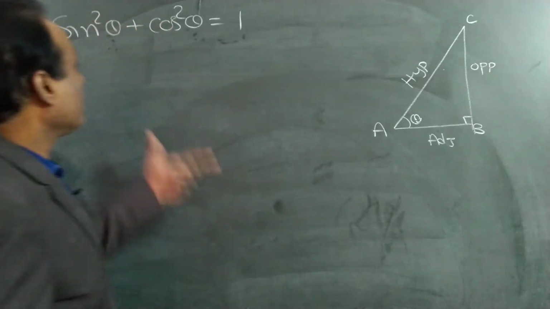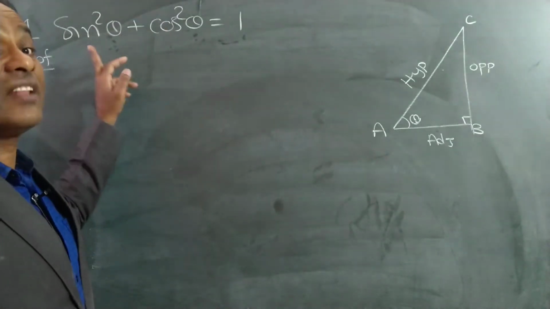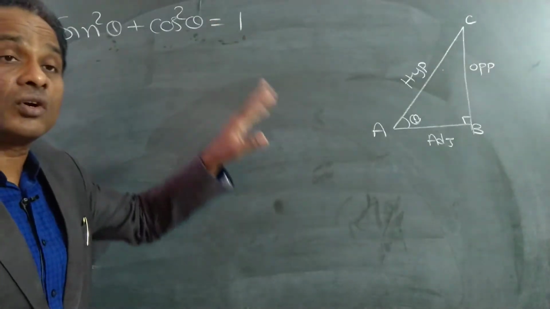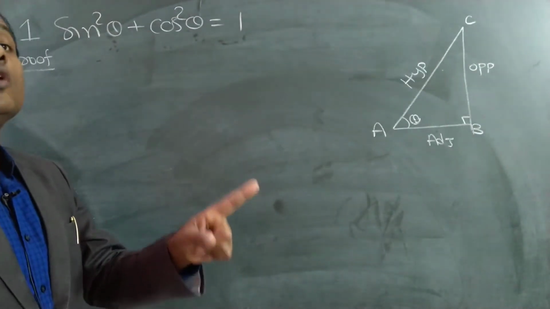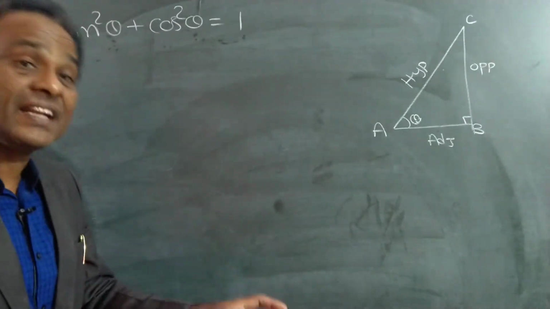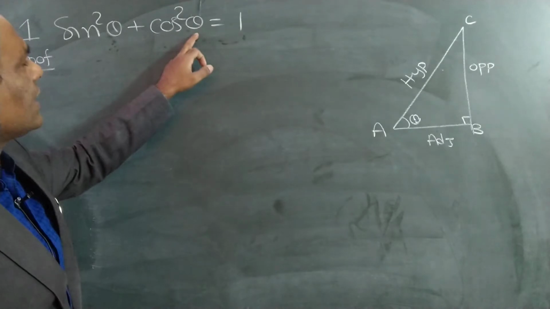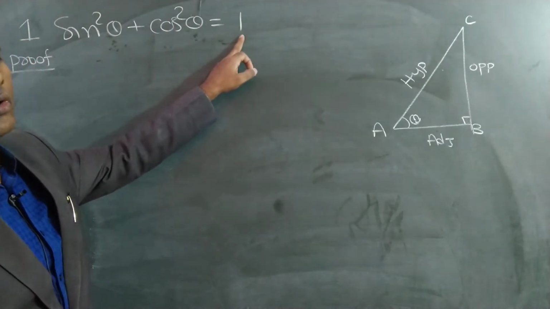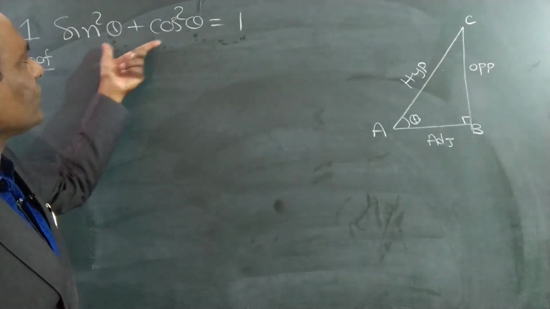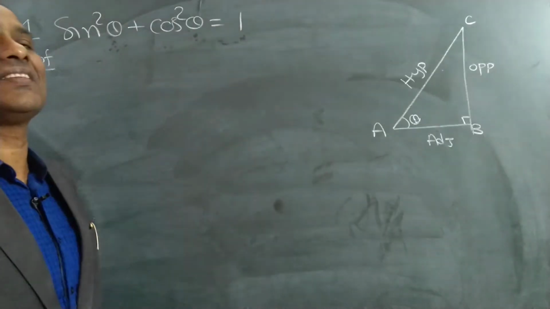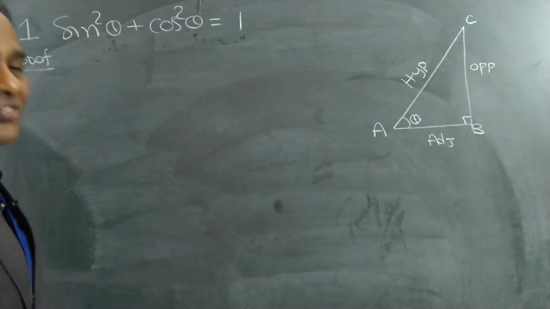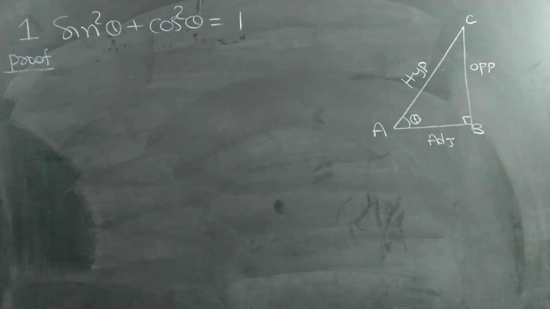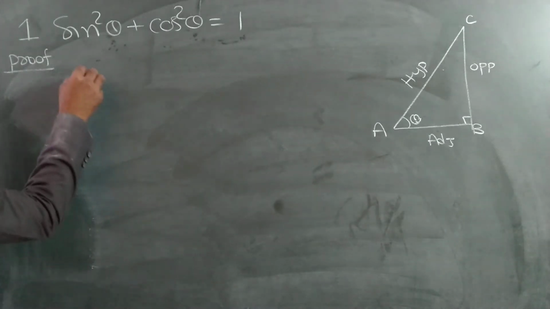Okay, now I am going to prove this. Sin square theta plus cos square theta is equal to 1. This is the formula. We also call it an identity. Identity means for any angle this is true. Identity means the left side and right side are both the same. That is the identity, equal. So I am going to prove this identity. See here. Don't write.